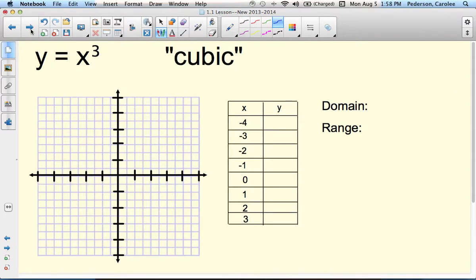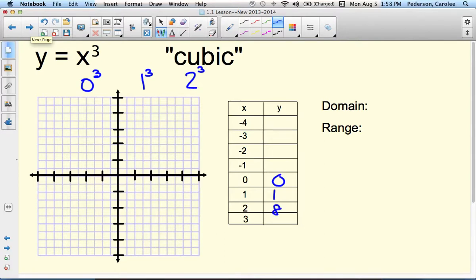Our next parent function is called a cubic. The shape looks like a snake. So we're substituting in some numbers for x, and I'll start with 0. 0 raised to the third power, 0 times 0 times 0 is 0. 1 times 1 times 1 is 1. 2 times 2 times 2 is 8.